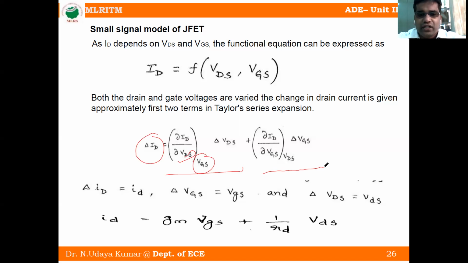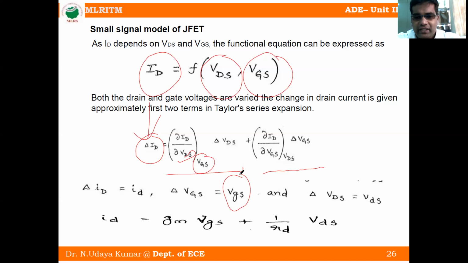So here VDS and VGS are changing, and we are measuring the corresponding change in ID. That is called the Taylor series expansion in lower order terms. Here the change in ID we can rename as small ID. Similarly, the change in VGS is equal to small VGS, where VGS means gate to source voltage, and the change in VDS is small VDS, that is the drain to source voltage.